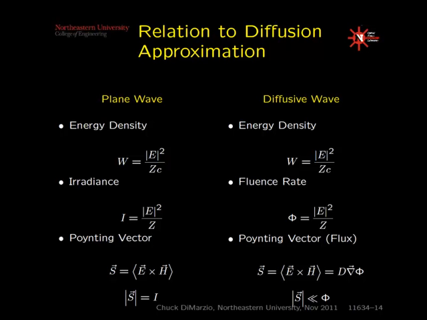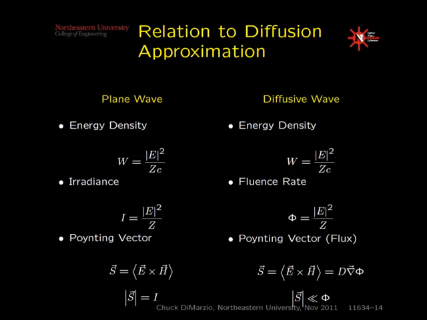All right? And if we take E cross H, we have the Poynting vector. Okay? And in the case of a plane wave, the magnitude of the Poynting vector is equal to the irradiance. Okay? In a diffusive wave, the energy density is calculated the same way. We have this quantity that has power per unit area units, which we call the fluence rate. And in this case, the pictures are going to look more ugly. I'll show you some examples of them.